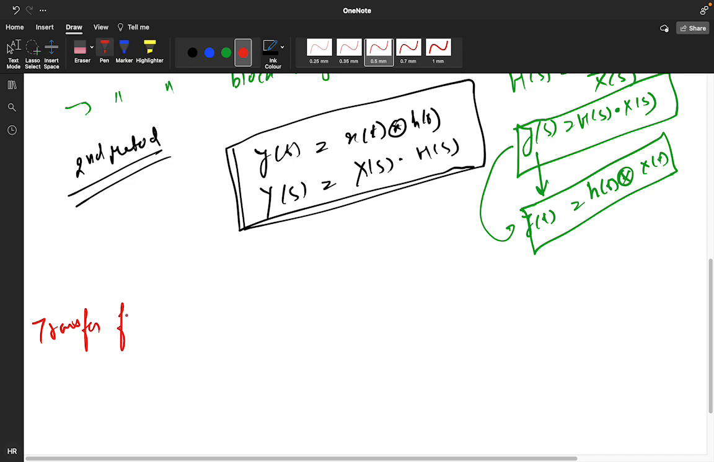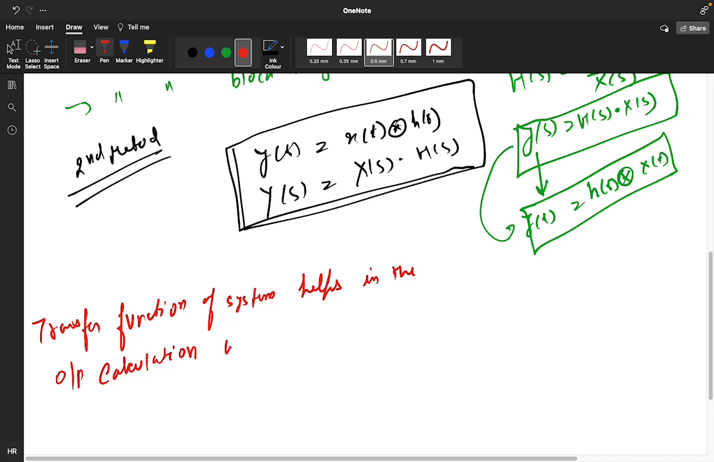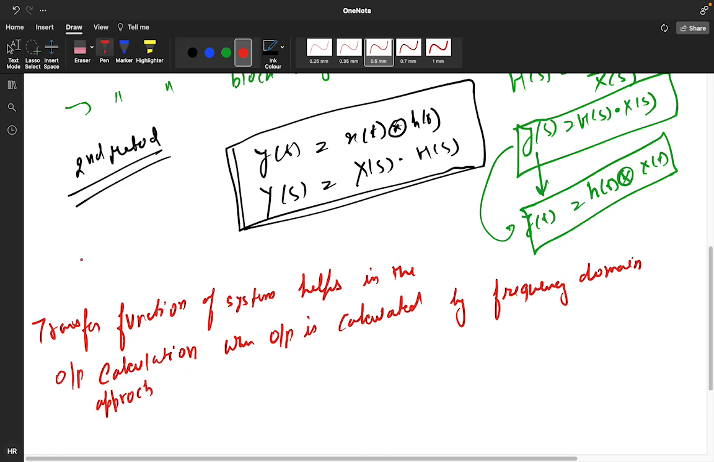Transfer function of system helps in the output calculation when output is calculated by frequency domain approach. What is the meaning of s? s is nothing but j omega.